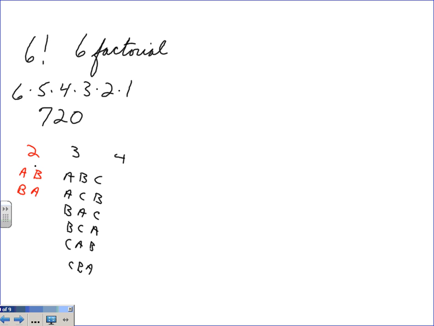Take the letters in my name. How many ways could I arrange those letters? 720. 6 factorial.